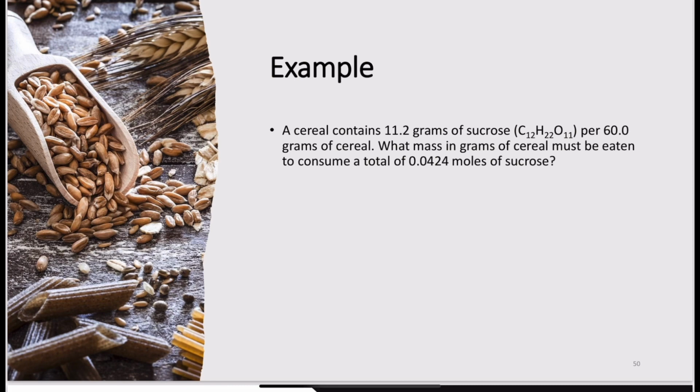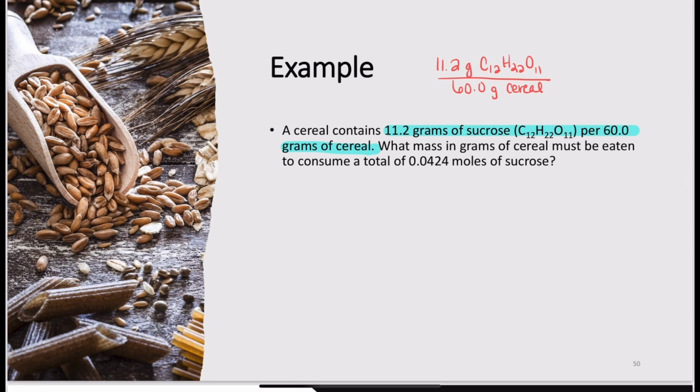I like this problem because it's kind of incorporating things that we've seen. You're just not thinking about it the way that you would otherwise do it, right? It's incorporating things that we saw with dimensional analysis, but also doing some conversion here. So what is the question telling me? It's actually telling me my conversion factors. The question says, the cereal contains 11.2 grams of sucrose per 60 grams of cereal. That is a conversion factor. 11.2 grams of sucrose, C12H22O11, for every 60 grams of cereal.